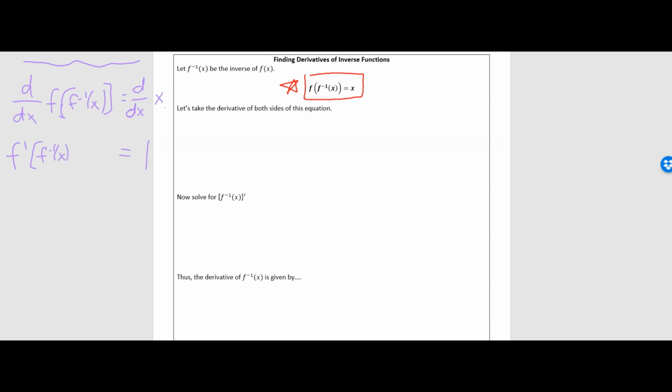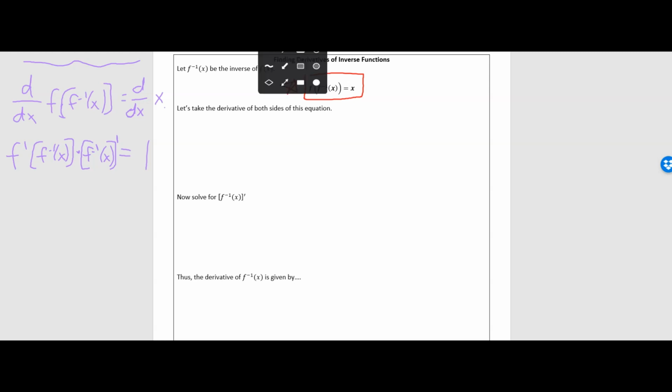Of f inverse of x times the derivative of the inside, so the derivative of f inverse. And the way we're going to write this, it's going to look a little funny. We're going to put the little derivative marking, that little tick mark, on the outside, just because we don't want to confuse it with the -1 that is used to denote that this function is an inverse. Okay, so all we did here is apply the chain rule on the left-hand side.